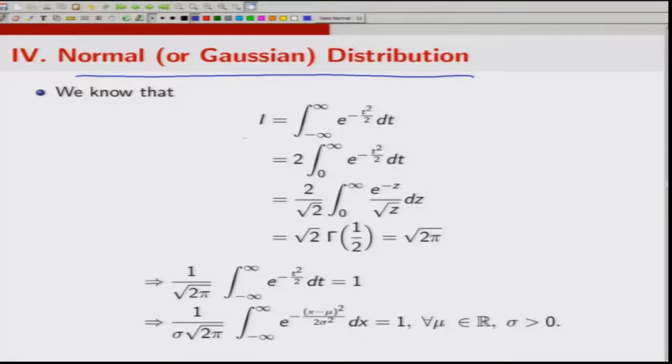So let us consider the integral I, which is the integral from minus infinity to infinity of e to the power minus t square by 2 dt. Now since this is an even function, this can be written as 2 times the integral from 0 to infinity of e to the power minus t square by 2 dt.